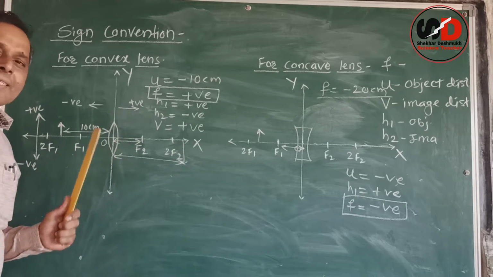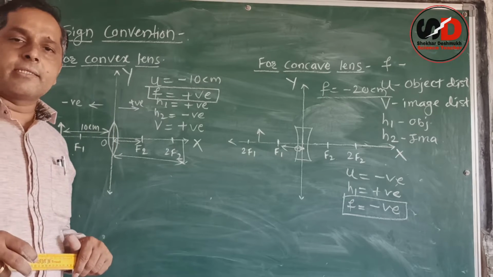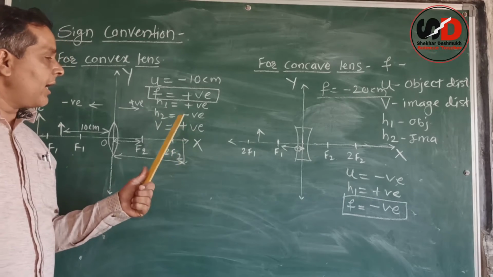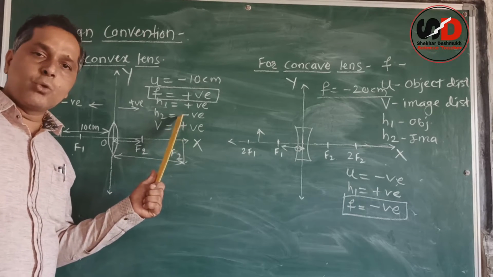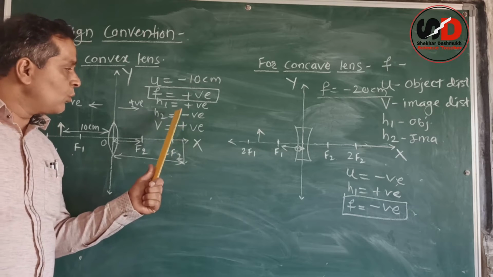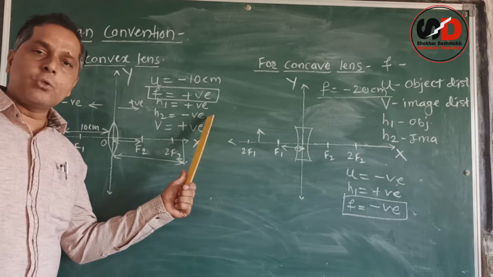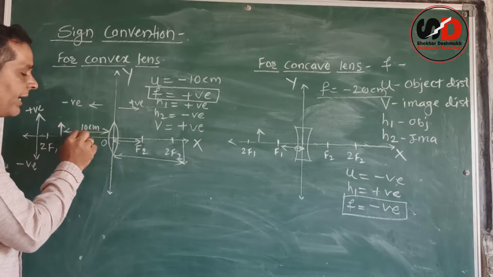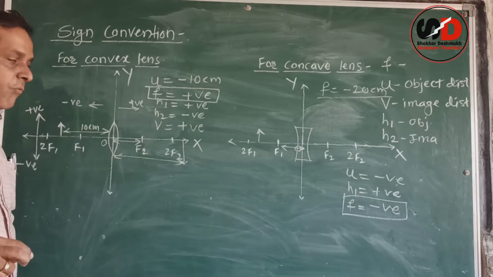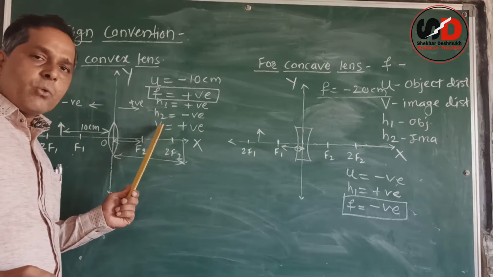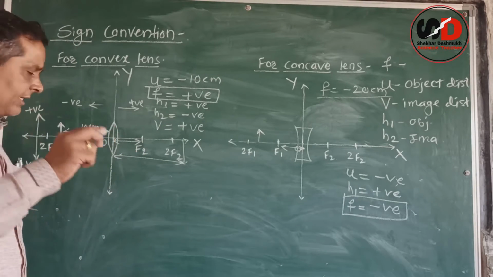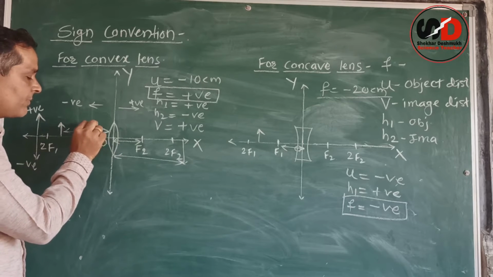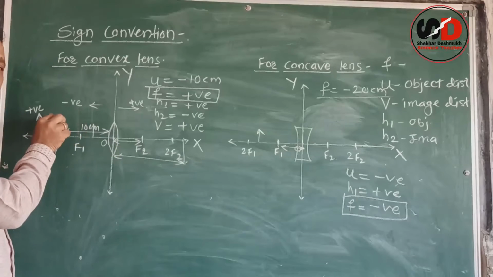So for a convex lens, if we think about the image distance v and height of image h2, h2 is positive only in one condition, whenever the object is placed between f1 and O. Whenever v is negative in a convex lens, it is only when the object is placed between f1 and O, because then the image is formed on the same side.